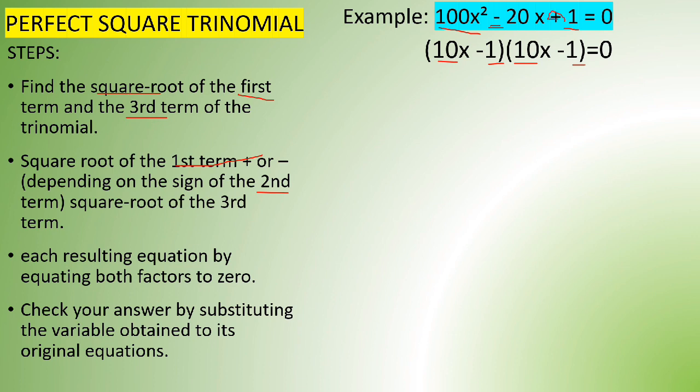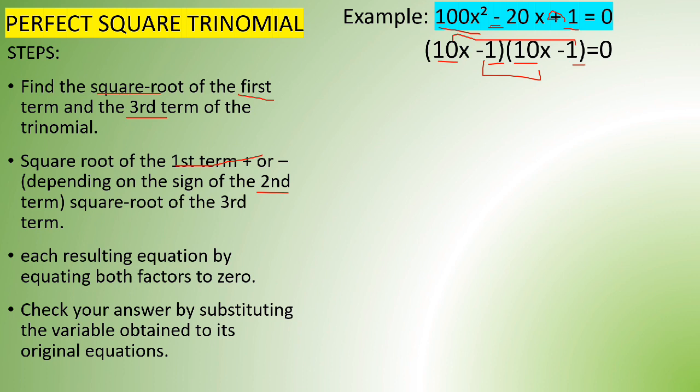Okay? So, i-check natin kung tama ang middle term natin. Paano mag-check? Mean and extreme lang. Negative 1 times positive 10 is negative 10x. And then, 10x times negative 1 is negative 10x. Negative 10x plus negative 10x is negative 20x. Okay? So, the factors are correct.